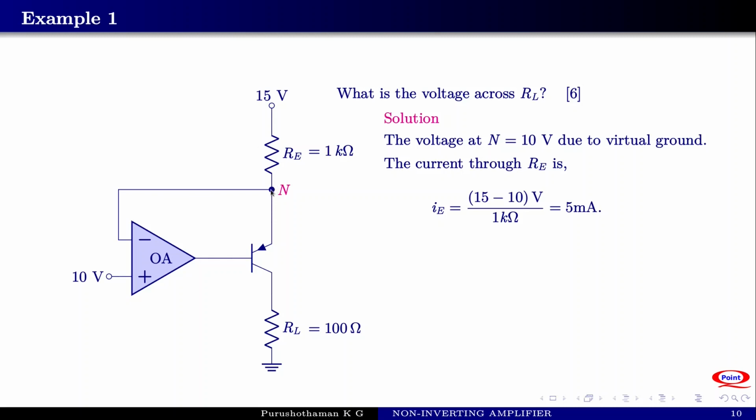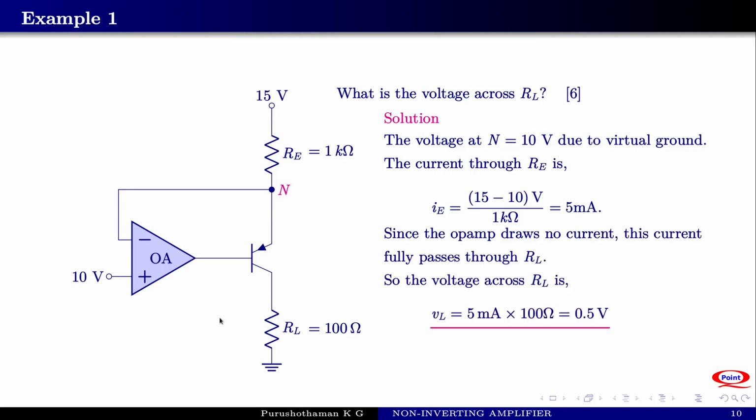The same current should flow through this resistance RL, because no current can flow to the input of the operational amplifier. So there is a current of 5 milliampere flowing through the resistance RL, which will develop a voltage across it: 5 milliamperes into 100 ohm, which is equal to 0.5 volt.